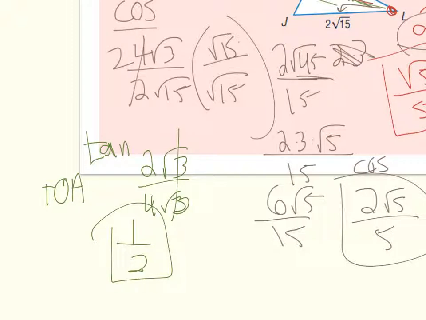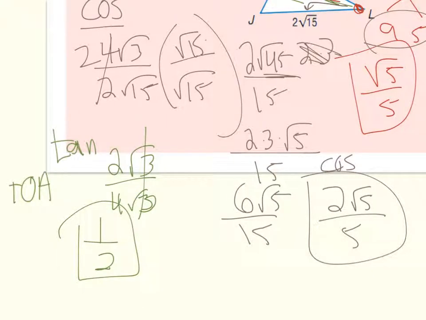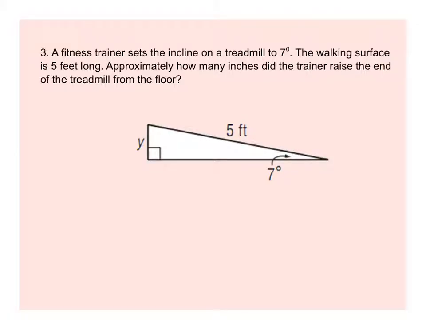So we have sine, we have cosine, we have tangent. That's all we need. Simplified. I know it takes a little bit of work, but it's good practice. So let's take a look. A fitness trainer sets an incline at 7 degrees. The walking surface is 5 feet long. Approximately how many inches did the trainer raise the end of the treadmill from the floor?